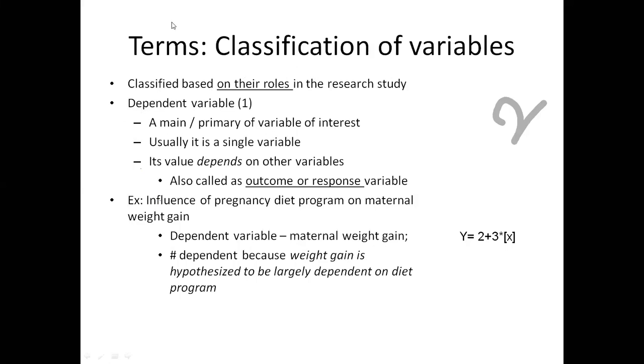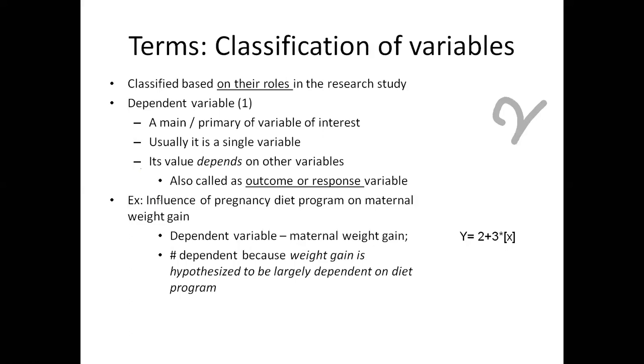The first way in which we can classify is by looking at which variable can be considered as a dependent variable, right? So when I say dependent variable, what it means is a variable which is of primary interest, right? Usually it's one single variable, and what we mean by dependent variable is that whatever value it takes, it depends on other values, right? So it's also called an outcome or a response variable, because it generally arises as a response depending on how other variables are arranged, right?